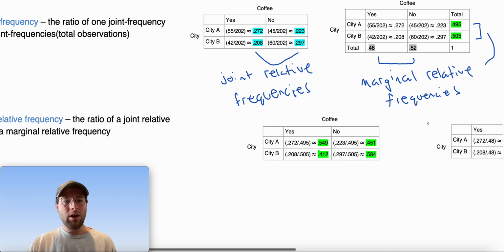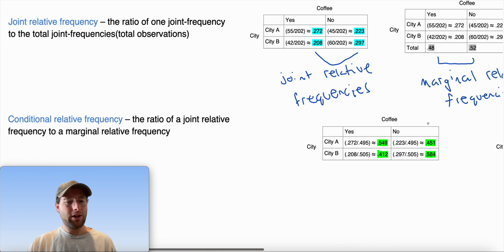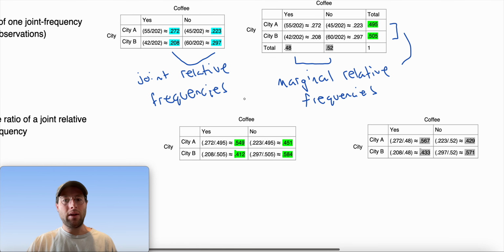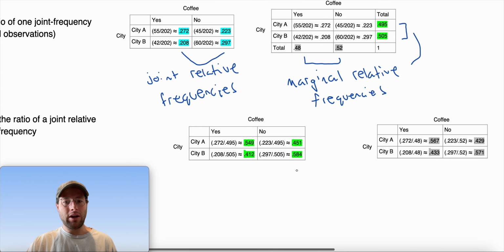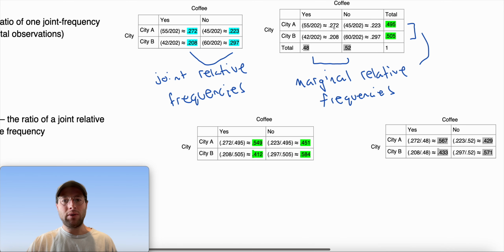Okay, so let's move on to this last section. Let's look at conditional relative frequency. Conditional relative frequency is the ratio of a joint relative frequency to a marginal relative frequency. In this first table, we're taking the joint relative frequency and dividing it by the marginal relative frequencies found here, highlighted in green. That's why I highlighted these green, because we're getting these conditional relative frequencies.